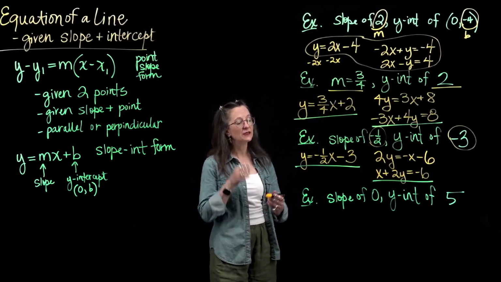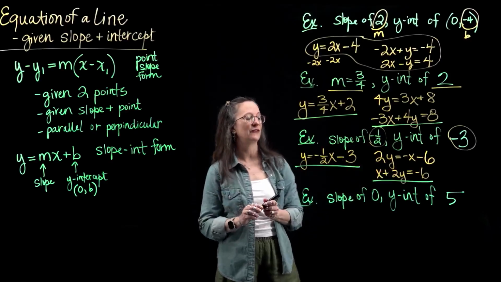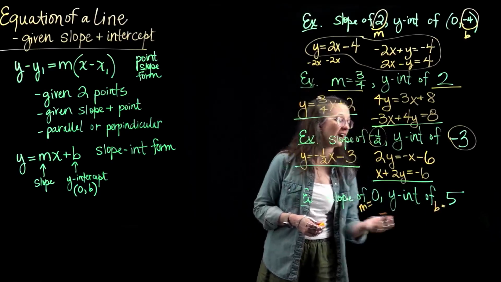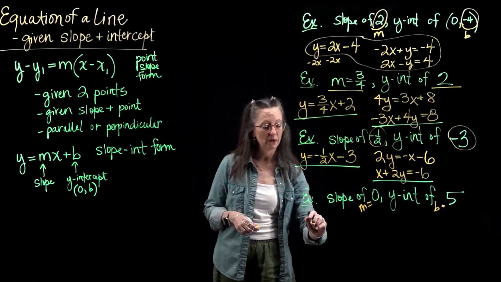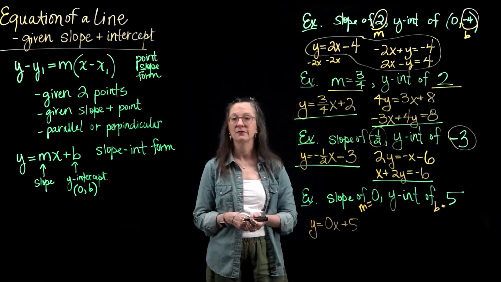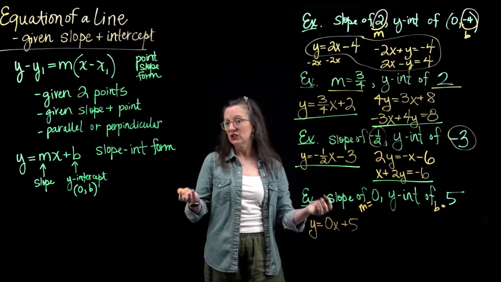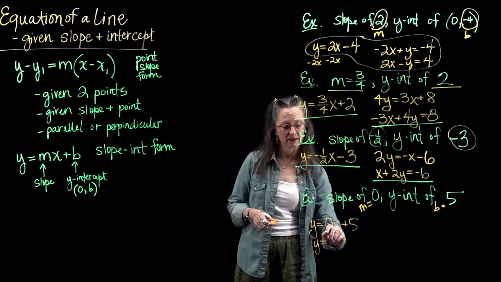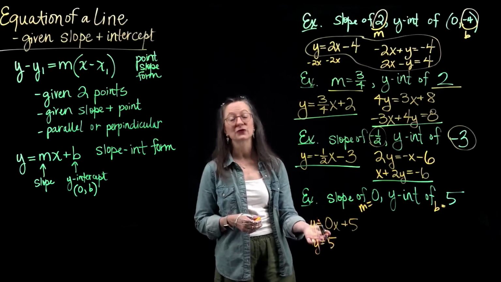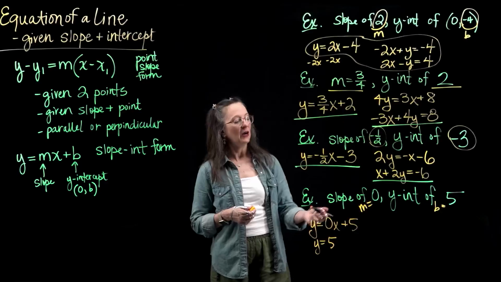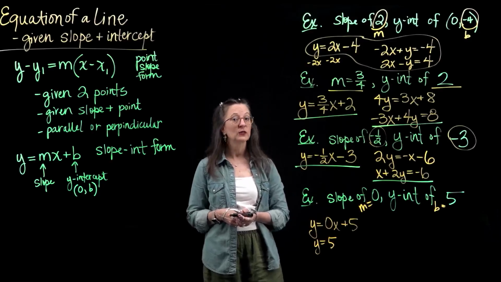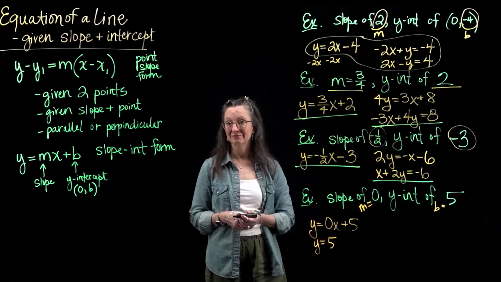All right, last one. I have a slope of 0 and a y-intercept of 5. So I could say m is equal to 0 and b is equal to 5. When we go to slope-intercept form, I would have y equals 0x plus 5. 0x is just 0. So the other way we could write that line is y equals 5. And this would be an appropriate answer for slope-intercept form or standard form. Remember, when we have a slope of 0, it's just going to be a horizontal line, which is going to look like y equals something.